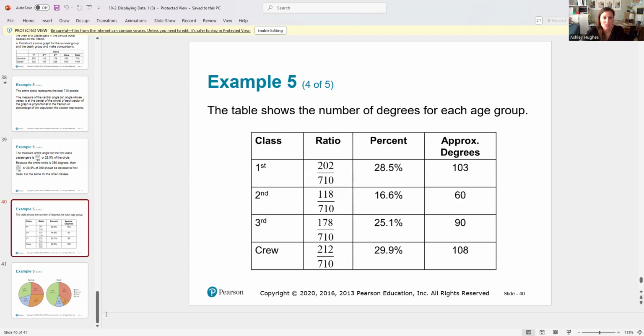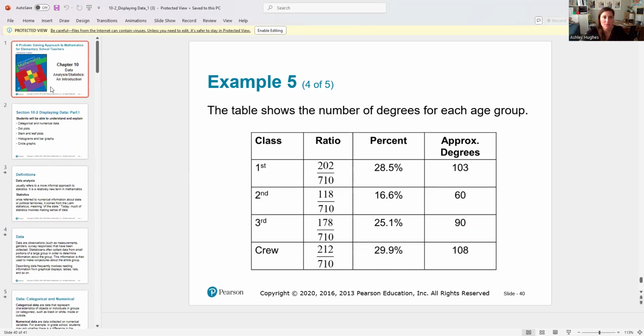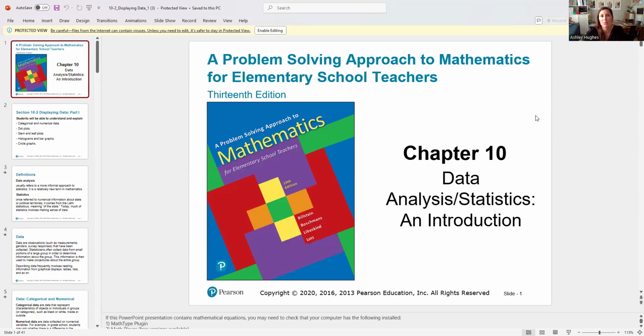But that is how to display data. Hopefully that was helpful. And as you work through the examples, it will become more clear. So practice, reach out if you have any questions or you need help.